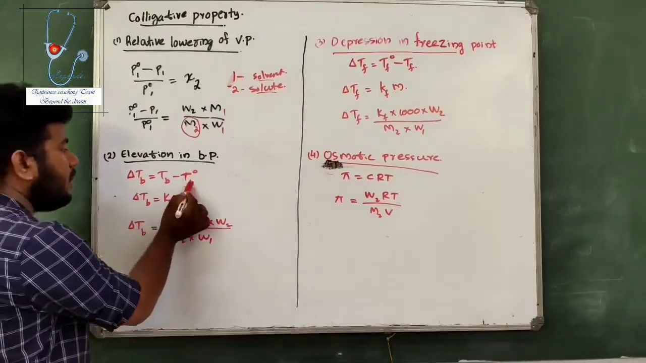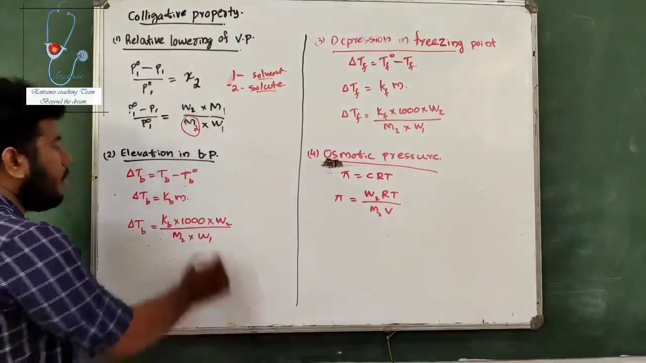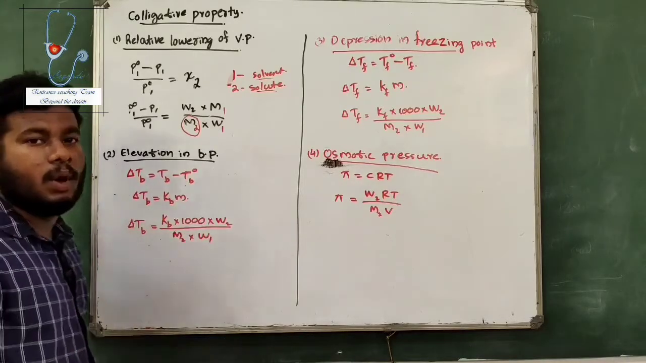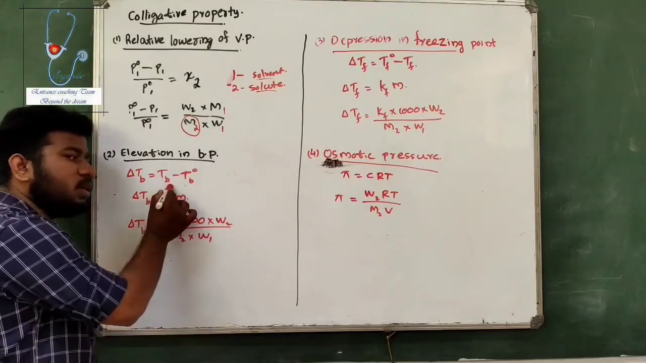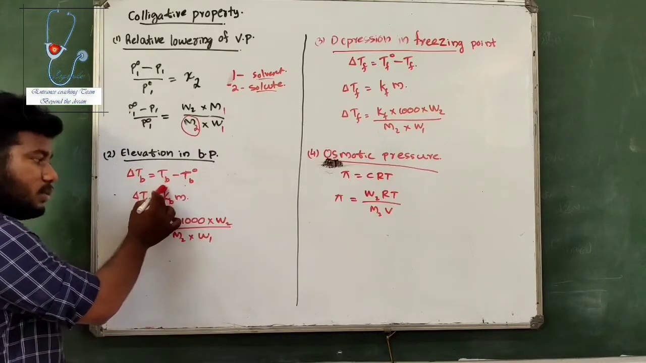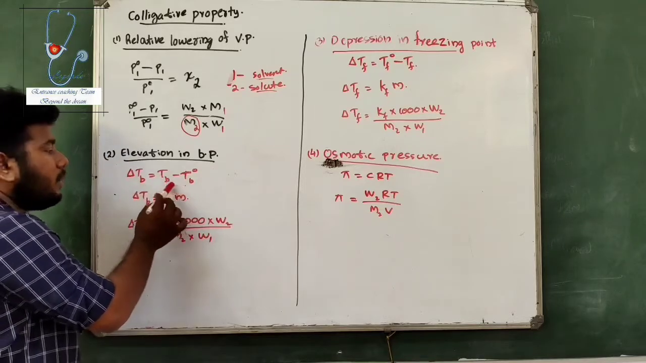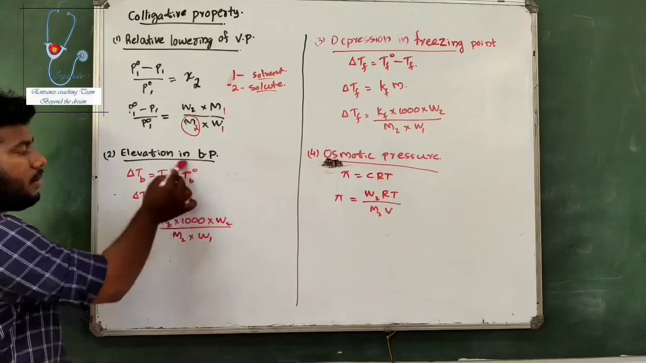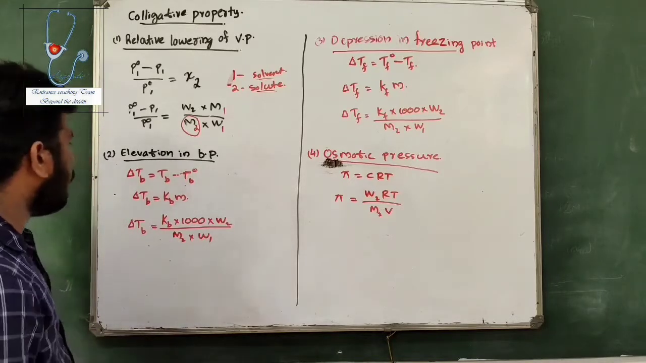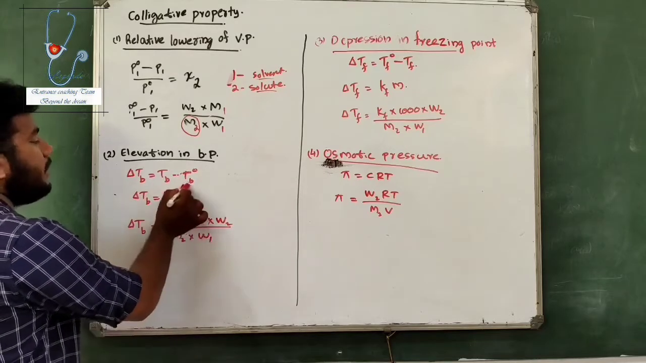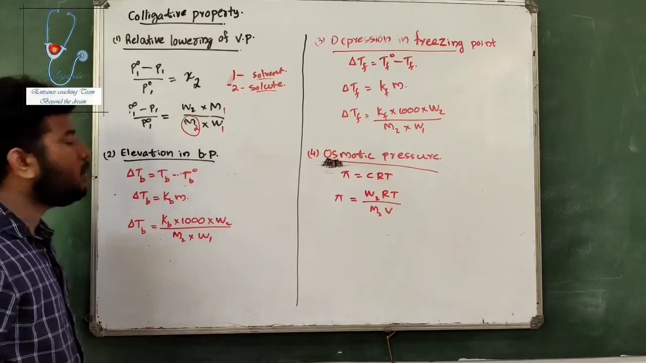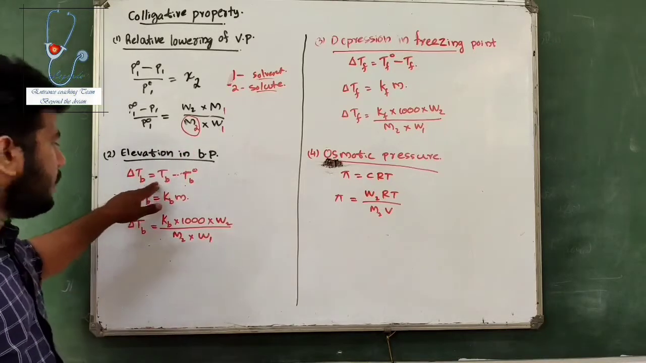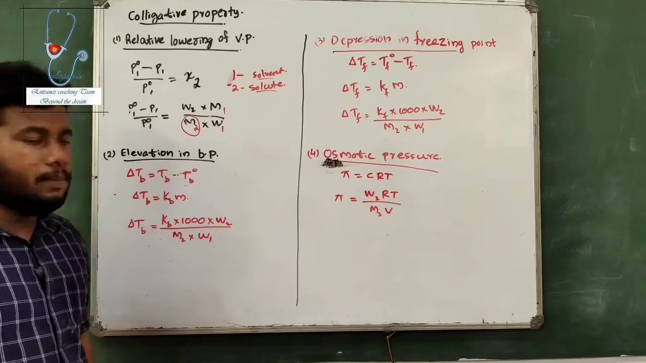From this equation we get that the boiling point of solution is greater than that of pure solvent. Then we have elevation in boiling point, delta TB is equal to TB minus TB0.